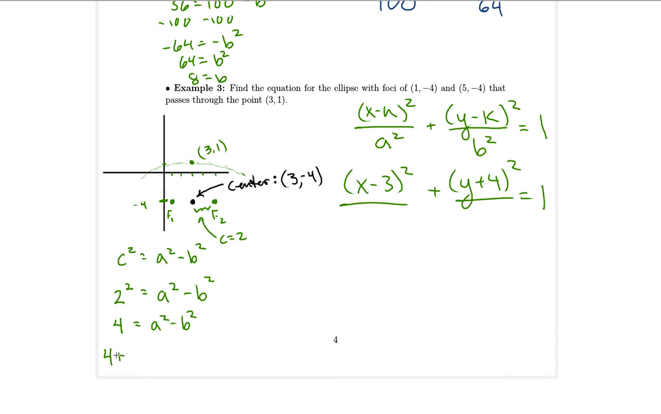So that means A squared is equal to 4 plus B squared. So what I can do here is, instead of writing A squared down here, I can go ahead and put 4 plus B squared. And then here, of course, put B squared. And so now I only have one single variable to solve for. And then, if we plug in (3, 1), then we can solve for B squared. So I go ahead and put 3 in for X, and 1 in for Y.